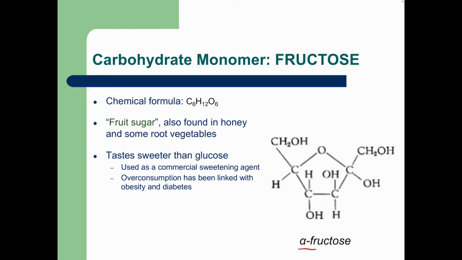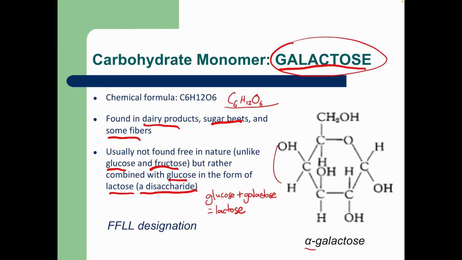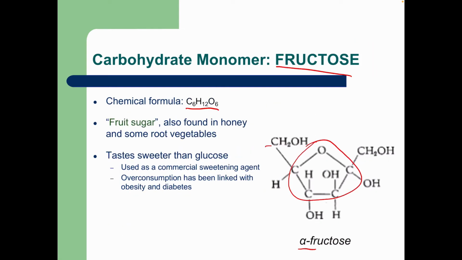So now we have alpha fructose, or fructose. Here we can see the formula is similar, again the same, but here we can see some differences. We can see the structure has changed. So look, we can see here we got that structure. Now we have a different type of structure. So fructose is a fruit sugar, which you probably have heard of. It's also found in honey and some root vegetables. Fructose tastes sweeter than glucose.